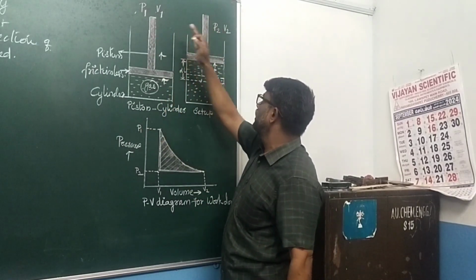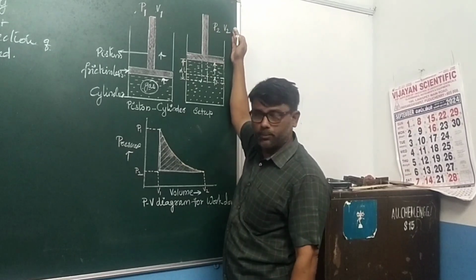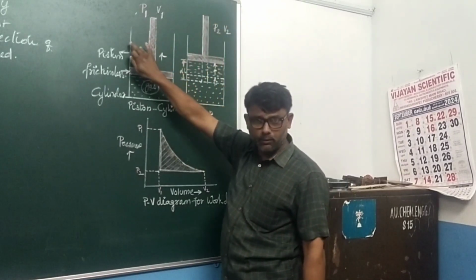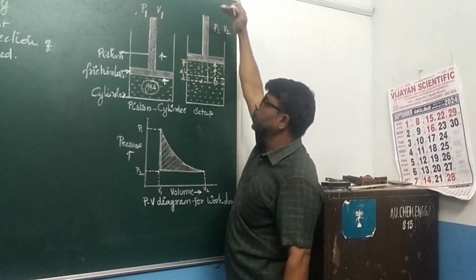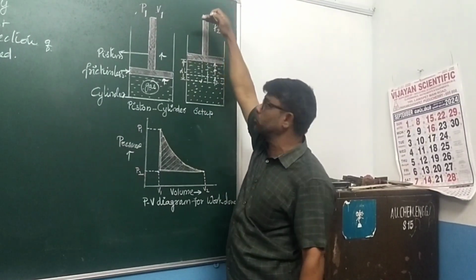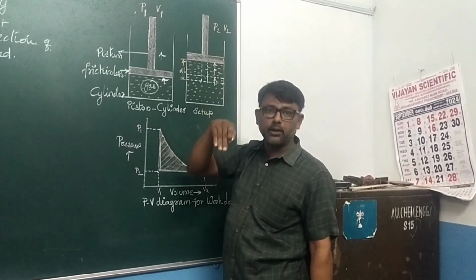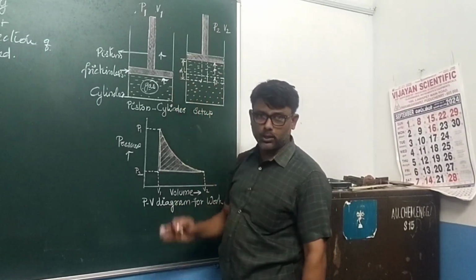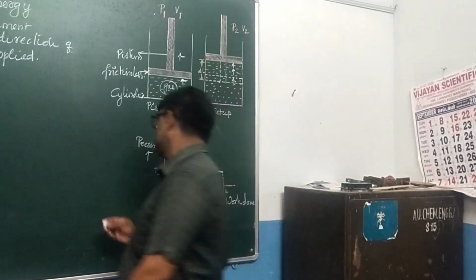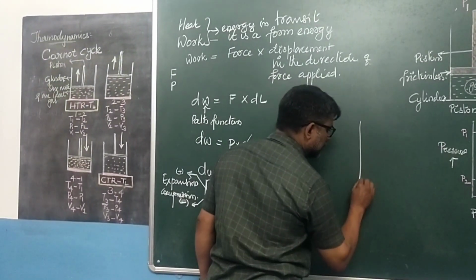V1 is the initial volume, V2 the final volume. Initial pressure P1, final pressure P2. For the final pressure, there is no counter force to push the piston downward. Hence, again pressure is 1 atmospheric pressure. Pressure is constant.